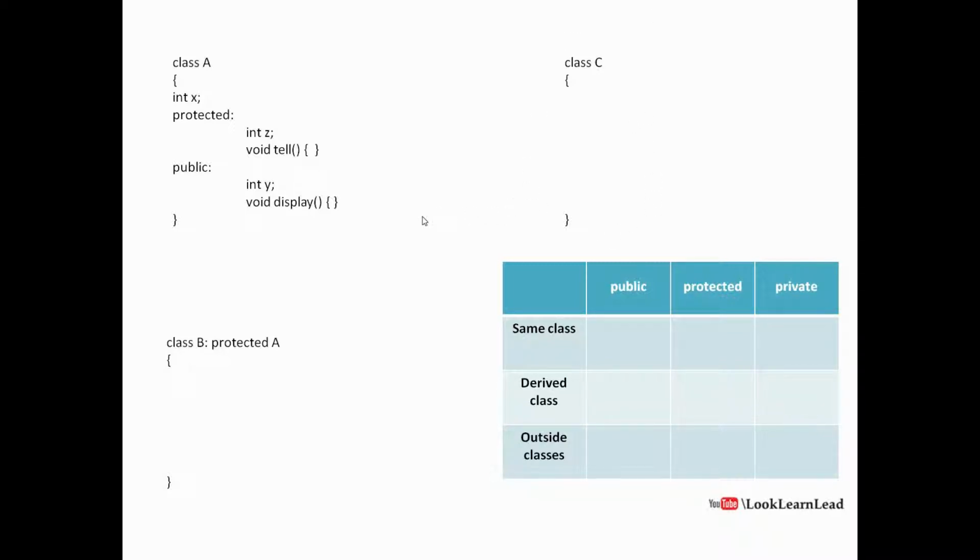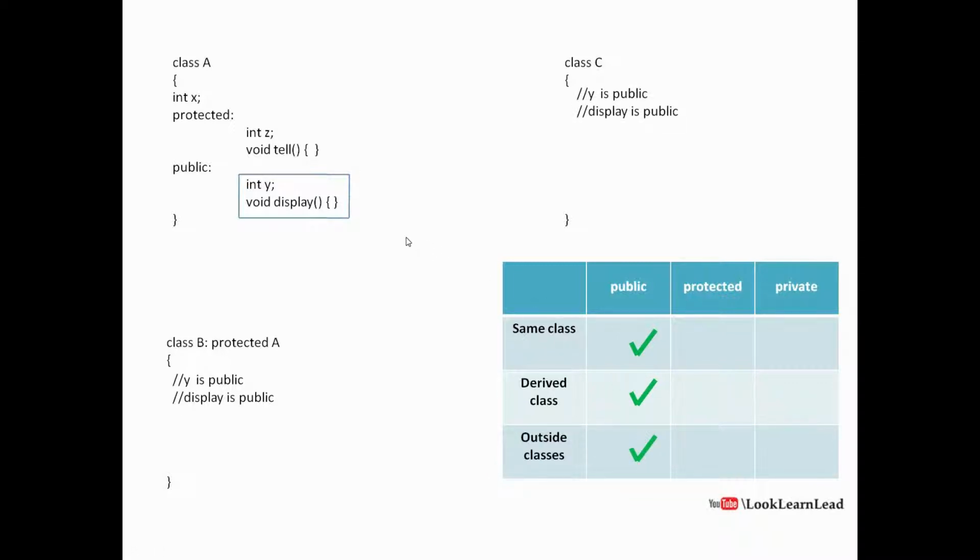Now let us talk about the public members of class A. Class A has two public members, void display and integer y. It has a variable y and a function display. These both are the public members of class A. Now, a public member of a class is accessed by the class itself, a class which inherits it, and a class which is outside. That is, the public member of any class is accessible everywhere. So, it should be same class, derived class, and outside class.